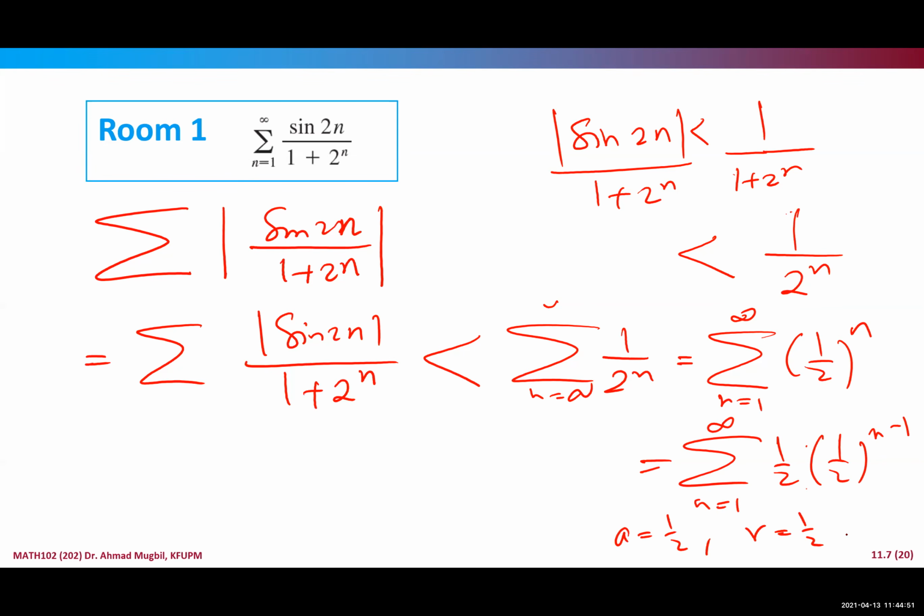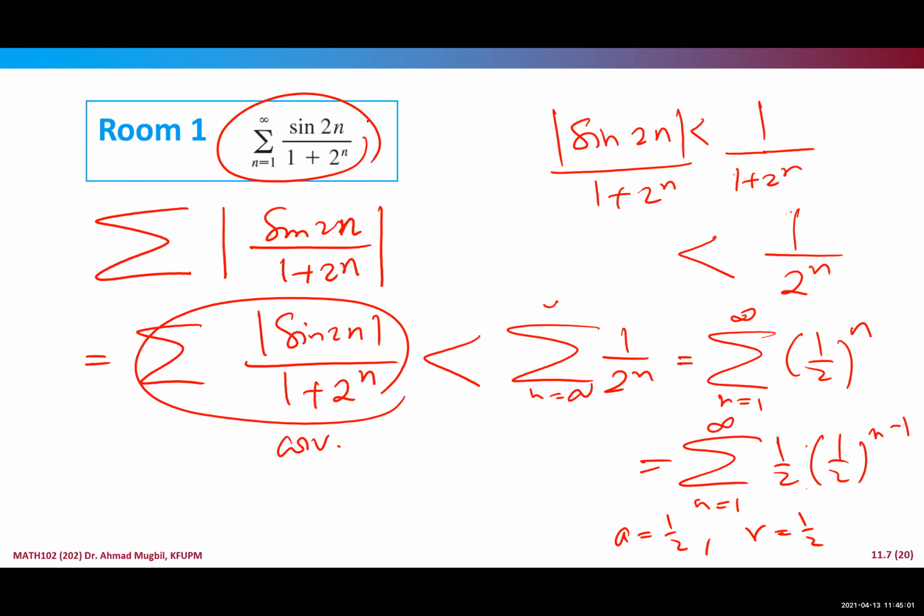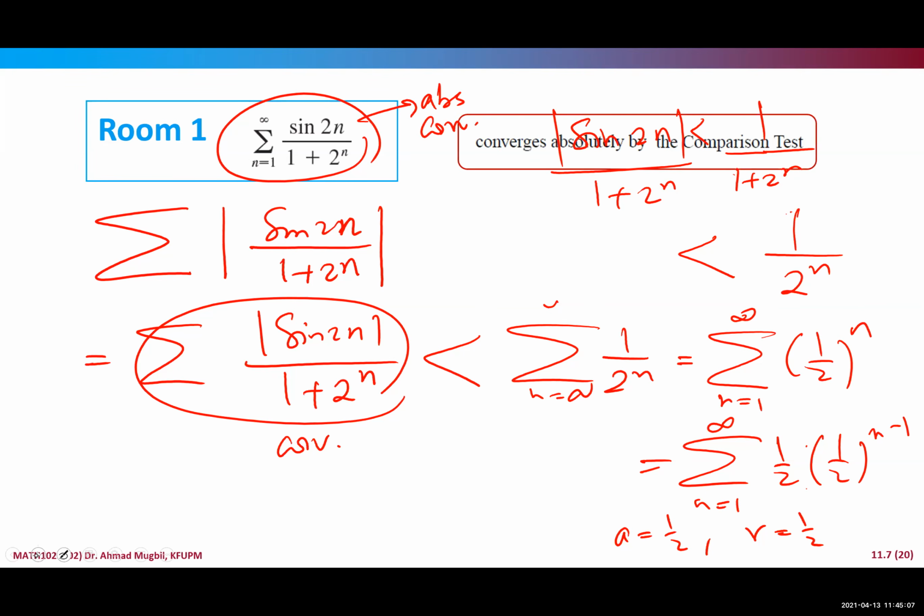Yes. Now this is a convergent one. So this series is absolutely convergent. This is convergent because it has positive terms. Now the original one will be what? Not only convergent. Indeed, it is absolutely convergent by the comparison test with this series.